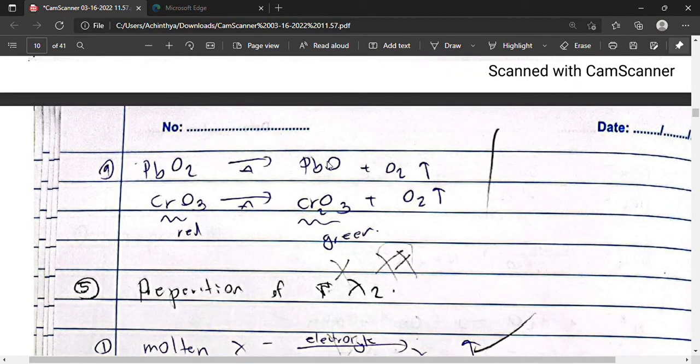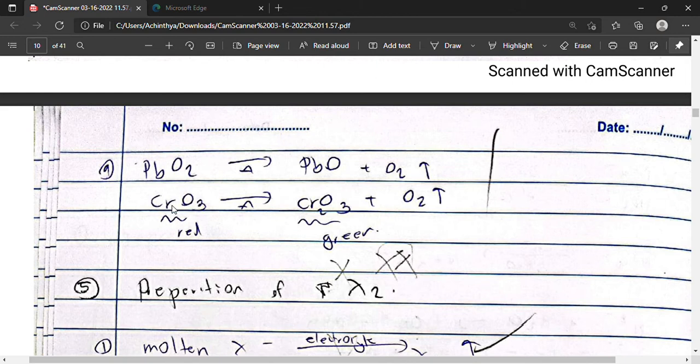And here's the very atypical reactions of getting oxygen. If we were to take PbO2 and thermally decompose it, we will be able to obtain PbO, and oxygen will be evolved also. If you were to take CrO3 and thermally decompose it, you will get Cr2O3. Both of these are oxides of chromium. Here it's in the +6 oxidation state.